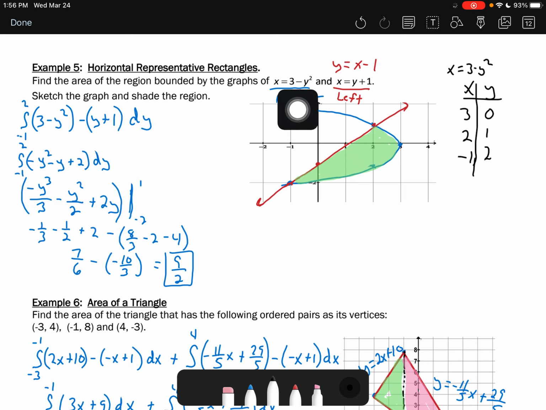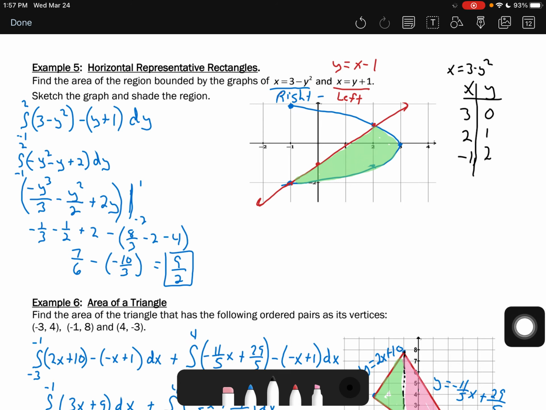When it's in this form, we pick input values for y and then calculate x values. I picked 0, 1, and 2 to input for y, giving me x values. If I put in a 0, I get 3 for x. If I put in a 1, I get 3 minus 1, so 2. And if I put in a 2, 3 minus 4 gives me negative 1. So I've got these ordered pairs that I graphed: 3, 0, which turned out to be the vertex, and then 2, 1, and negative 1, 2, giving me that branch.